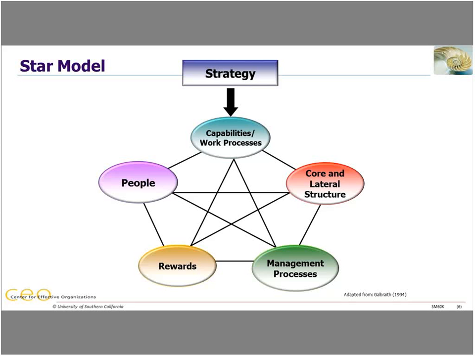We look at those lines. I like to say the lines on the STAR model are there not to make it look pretty, but because there's really something going on.